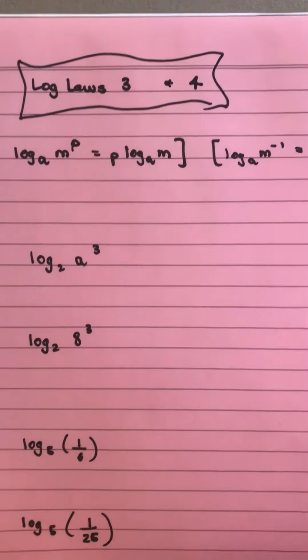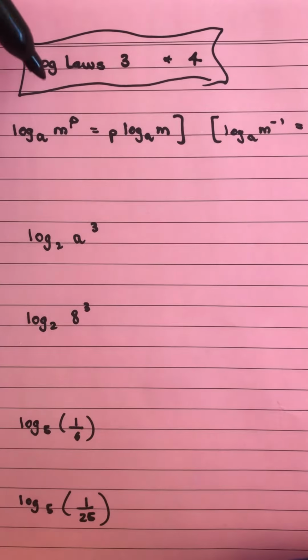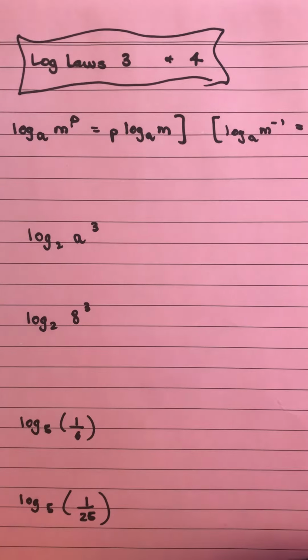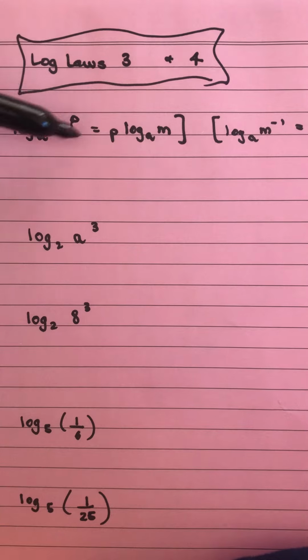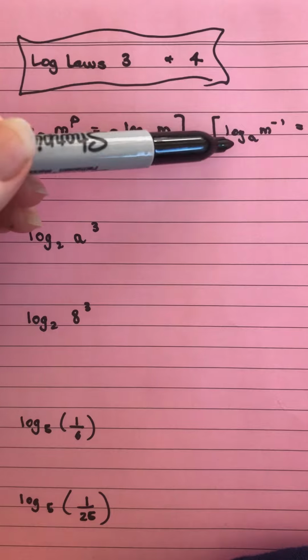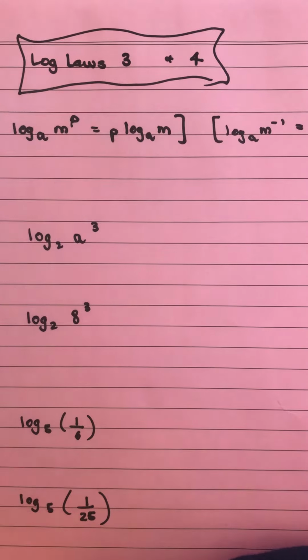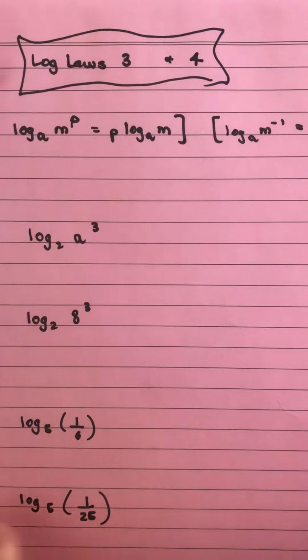Okay, in this video, we're going to have a look at some more log law questions, mostly around laws 3 and 4, obviously sometimes with a little bit of extras in there. So with 3 and 4, we've got that rule where we can bring down that power to the front. And with number 4, it's the same kind of deal: we've got a -1, we can bring that down the front, which is effectively the same rule here.